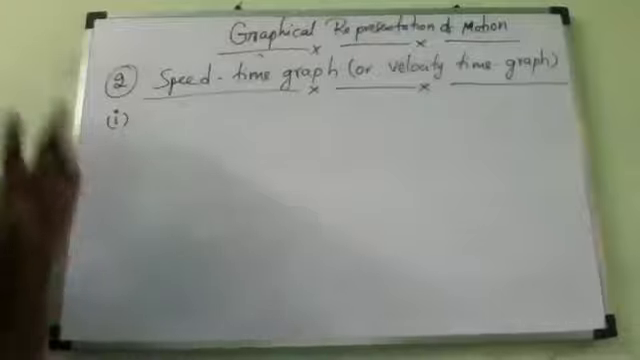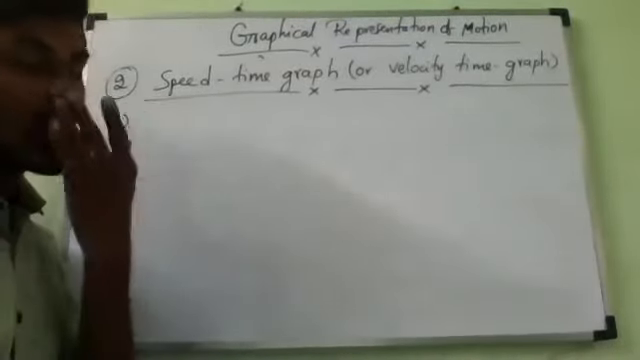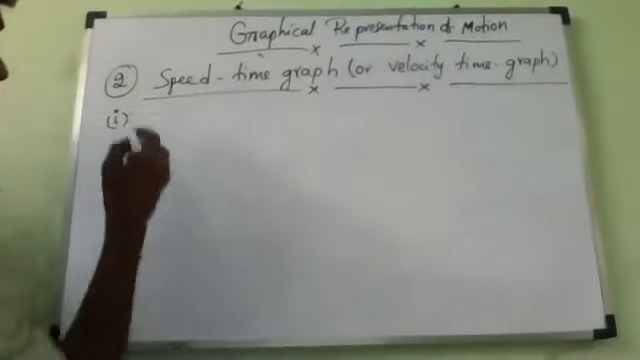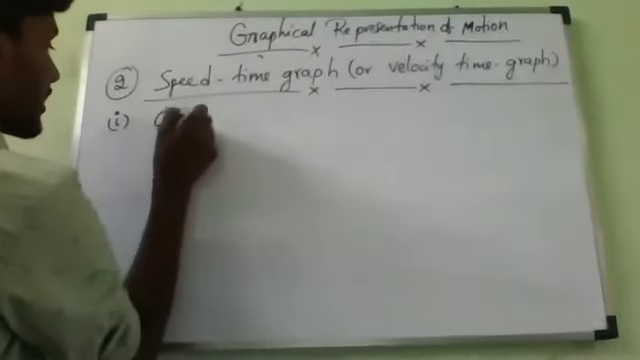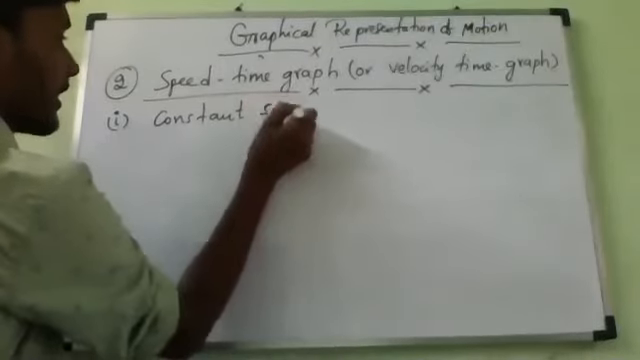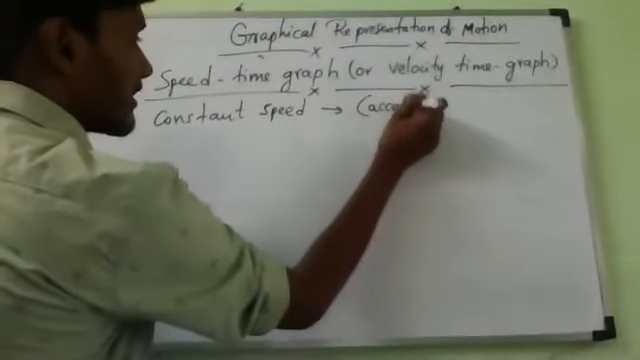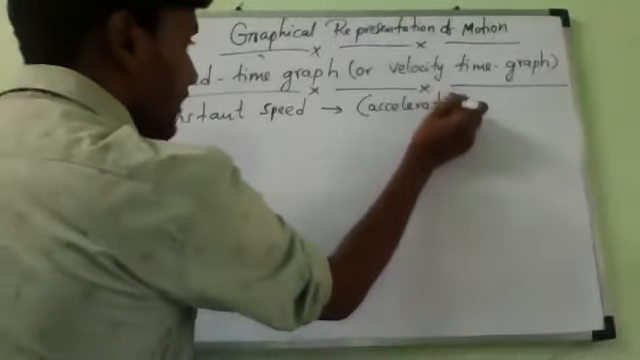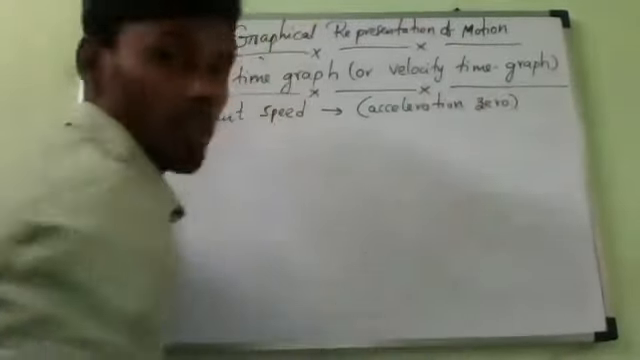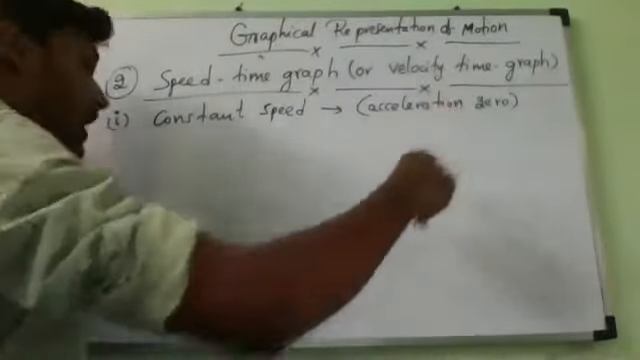Actually, in this we have three cases totally. One is constant speed, next one is uniform speed, and the other is non-uniform speed. Let us first come to constant speed. When the body is traveling with constant speed, what will happen? Acceleration is 0, or there is no acceleration.